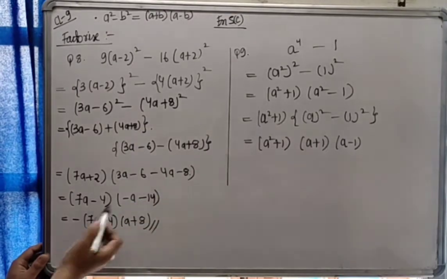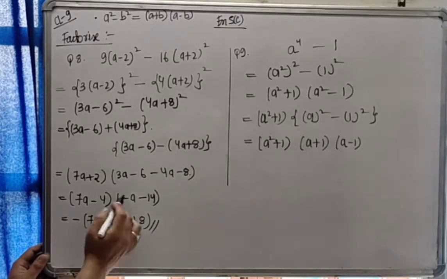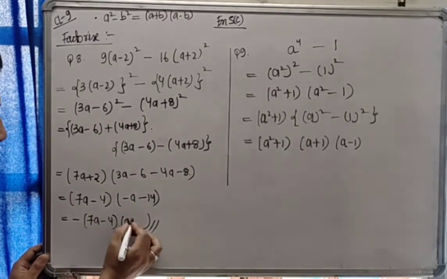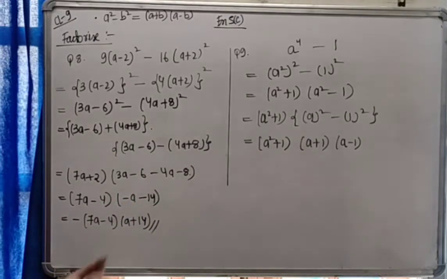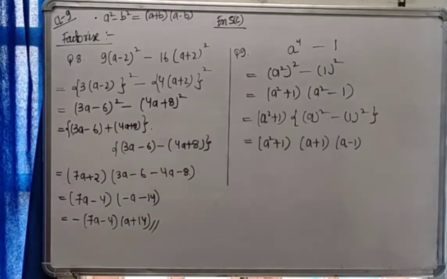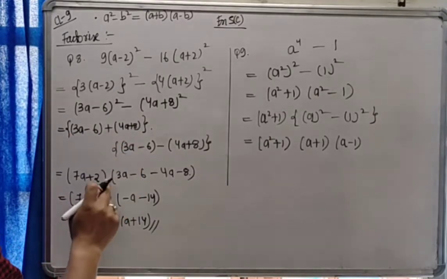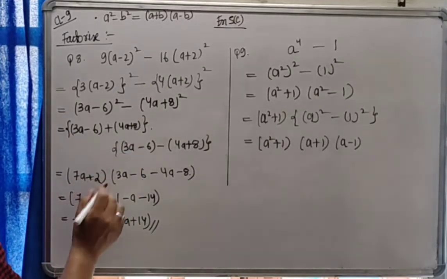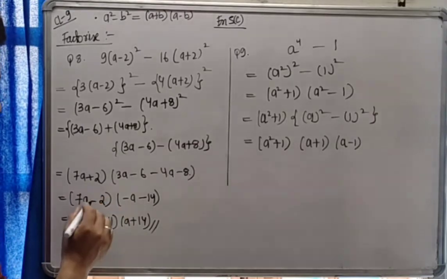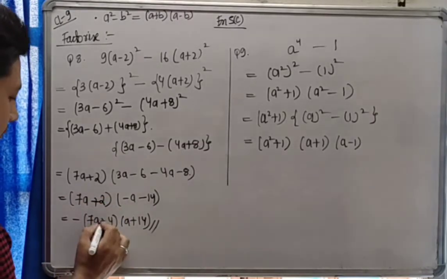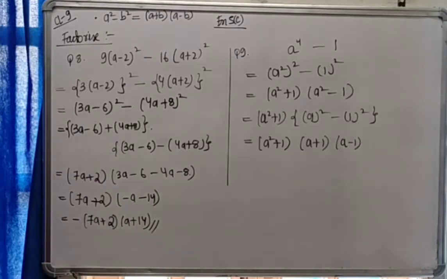Okay, finally you take minus common from here, both of this will be positive, so hence it will be a plus 14. So hence this is the factorized form. I hope you are clear with this, boys. Here also this is plus 2, right? So therefore this is plus 2. Okay, so this is your question number 8.